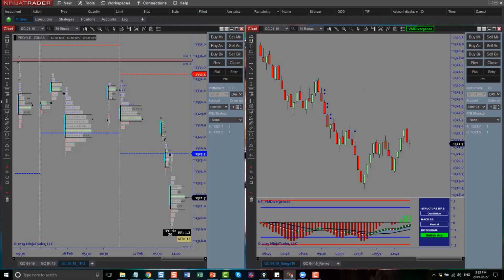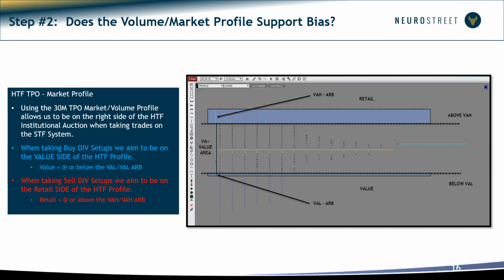Now, I want to go back to this slide for a second. The question on the top here says, step two, does the volume profile or the market profile support the bias? When I say bias, I mean taking a reversal for divergence trades. And why do you think that is? Let me just grab this cursor here for a second. The profile is like that, right? Maybe it's the wrong choice of colors. Let's go to a yellow.